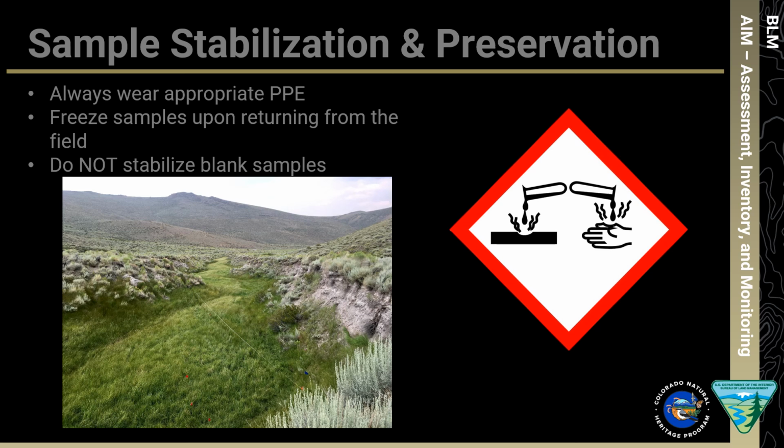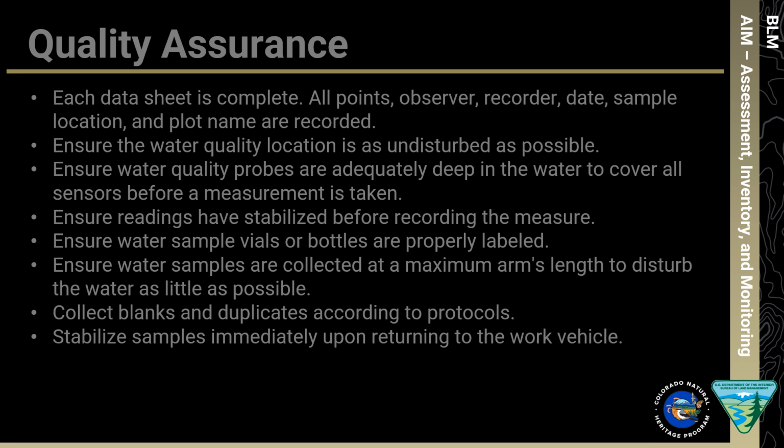Be sure to freeze samples upon returning from the field. All samples will be sent for laboratory analysis for total nitrogen and total phosphorus at the end of the field season. There are several measures you can take to ensure quality data collection. These steps are also listed in the protocol at the end of section 7.2. It is recommended to reference these steps during and after a sample event.